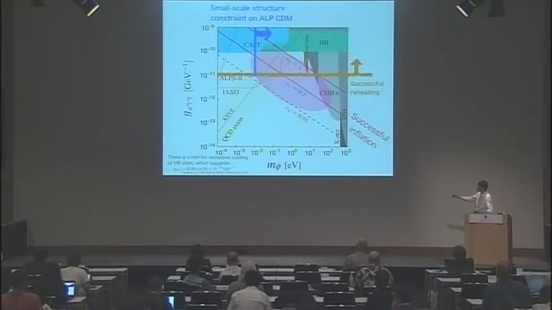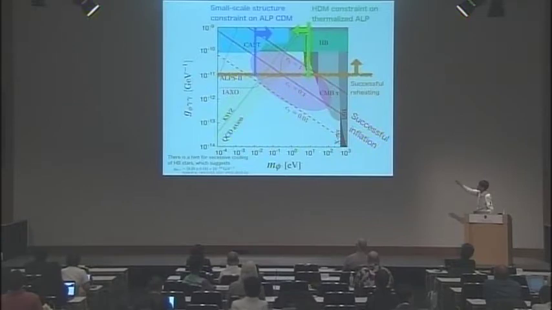And also, particles are thermally produced in the plasma, and it behaves like hot dark matter. So we can put an upper bound on the ALP mass from the hot dark matter constraint. So we are left with this tiny parameter space, and where do we get the correct abundance of CDM?